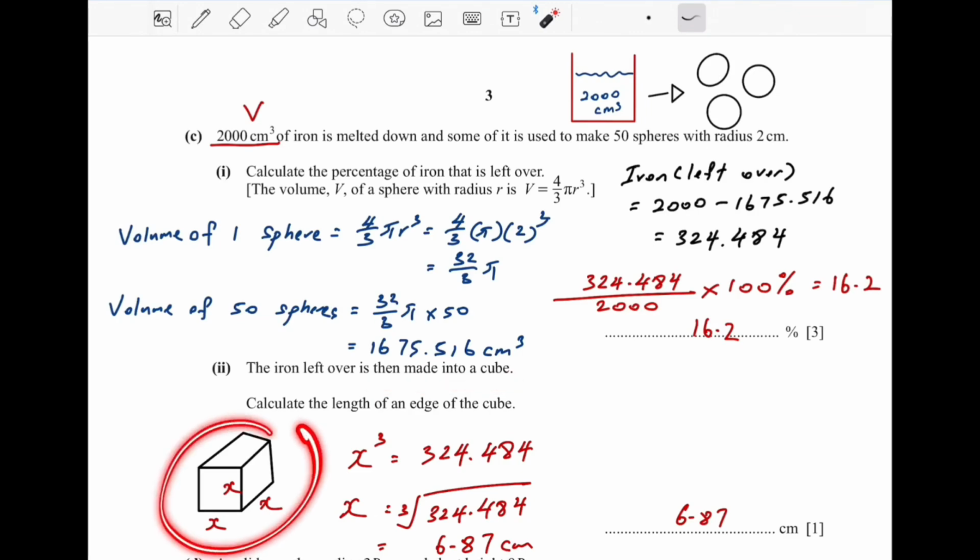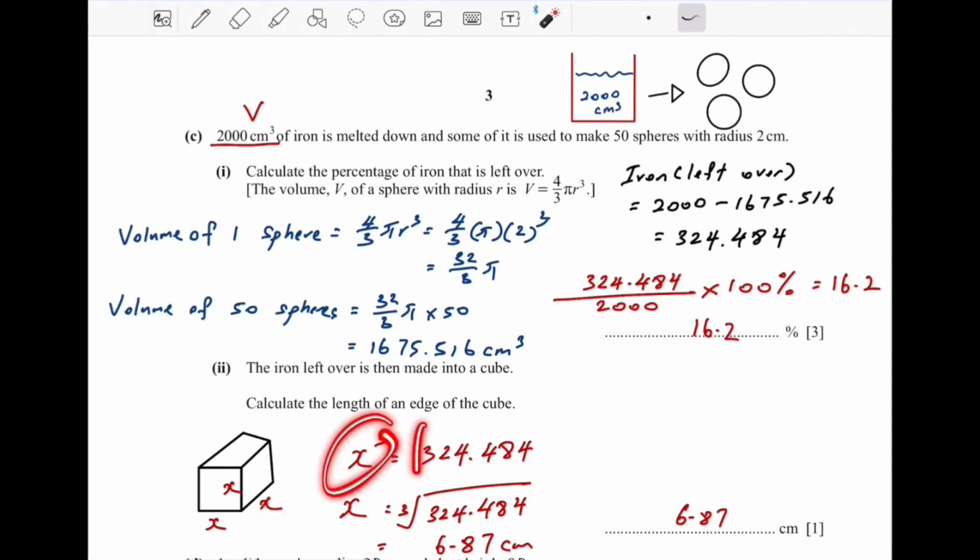If you look at a cube, the length is the same as the width, as the same as the base, so let it be x, and the volume of a cube is x cubed in this case. So x cubed is the volume, and it's the same as 324.484. So if I were to find the length of the edge, I just have to take the cube root on both sides. That will give you 6.87, that's the answer.